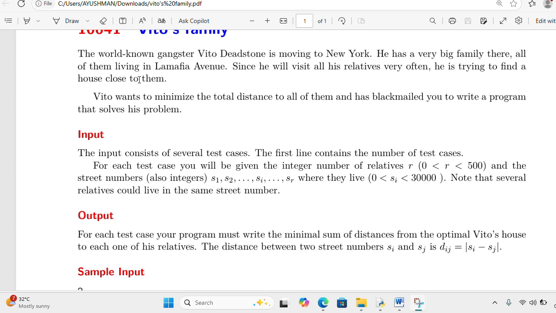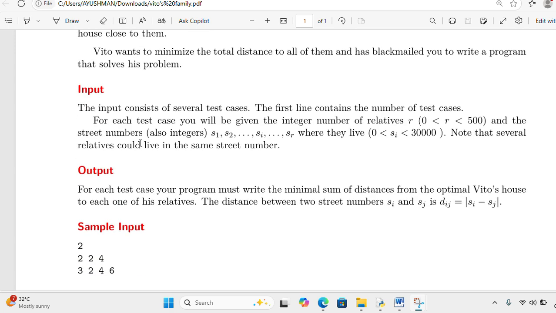Vito wants to minimize the total distance to all of them and has blackmailed you, as you are the programmer or a developer, to write a program that solves his problem. So his problem is to find the minimal distance from his house, but he is not getting any idea. For that we have given the input format: the input consists of several test cases. The first line contains the number of test cases.